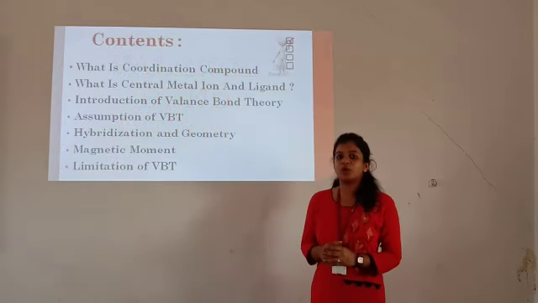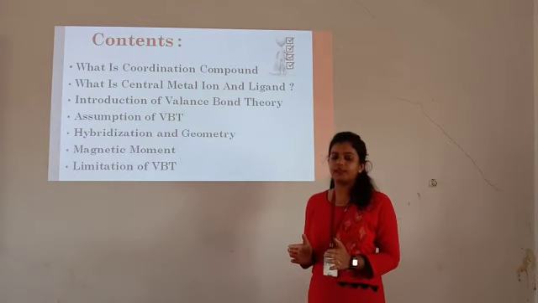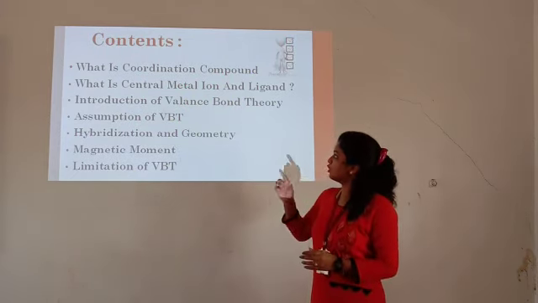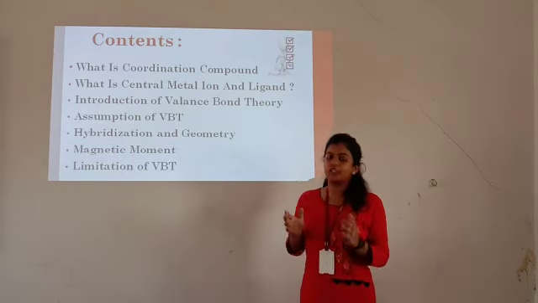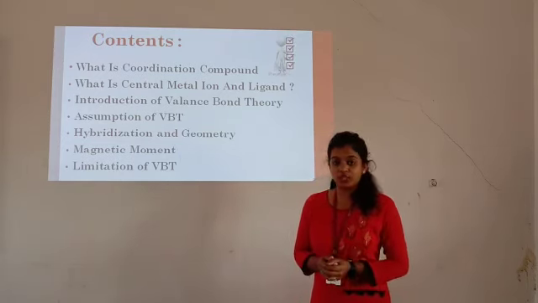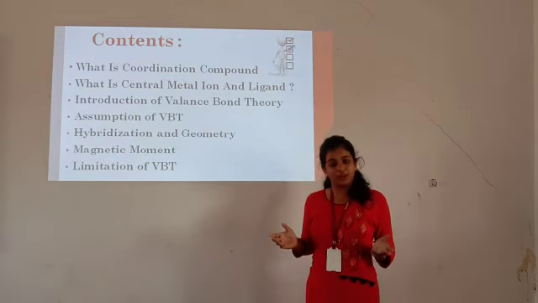Before studying valence bond theory, firstly I am going to present some common terms that are related with valence bond theory. So first is what is coordination compound, then what is central metal ion and ligand, and then the points of valence bond theory. So today I will be covering all these 7 key points. So first is what is coordination compound.